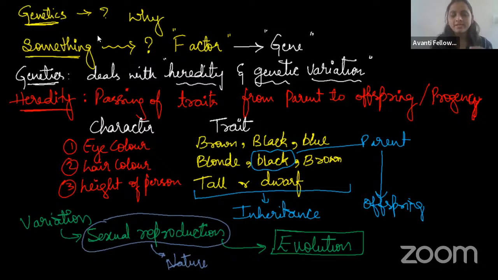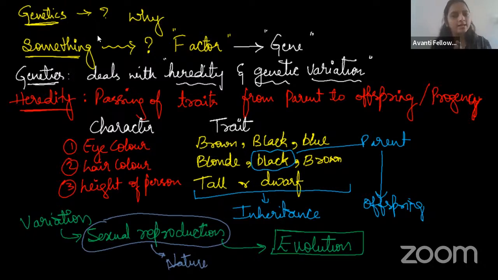You all know that genetics is a branch of biology that deals with heredity and genetic variation, right, guys? For example, how a character passes from the parent to the offspring, that is what we are going to study. And some offspring differ from the parents, so a variation has happened. All those things we are going to study in genetics.